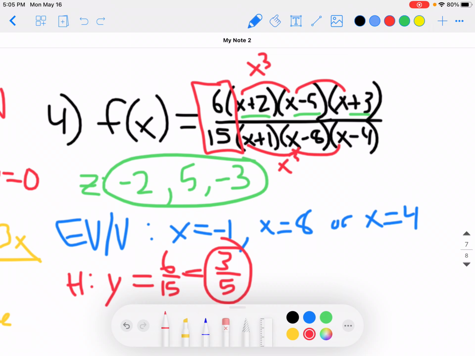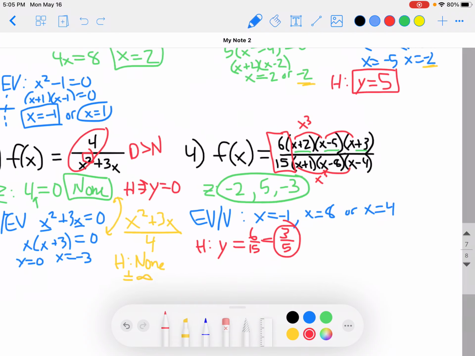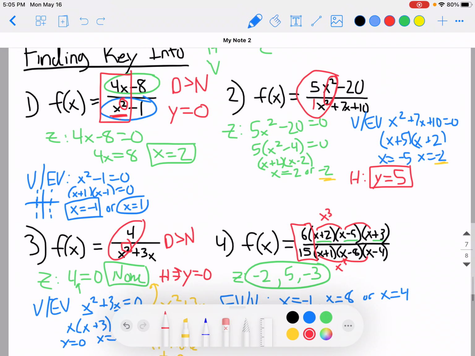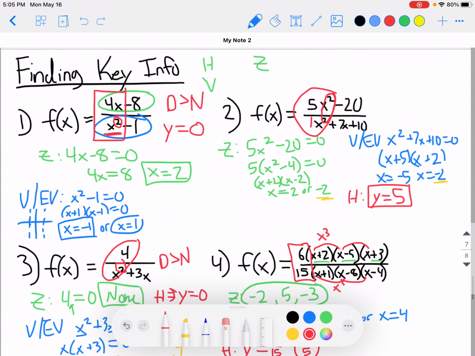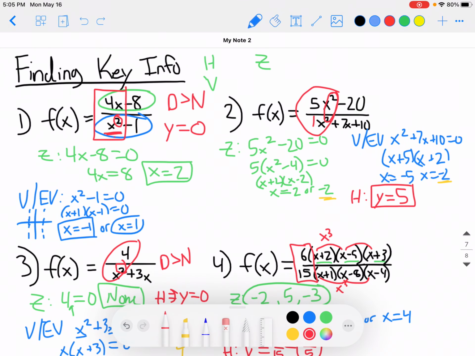So hopefully these examples have helped walk you through how to find these values. I tried to give you several different looks, several different explanations for how to go about it. But let me know if you have any other questions. In the meantime, good luck with your practice.